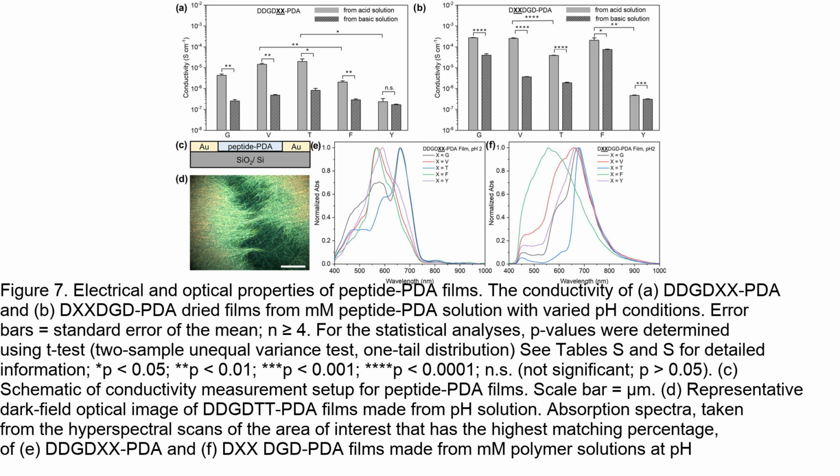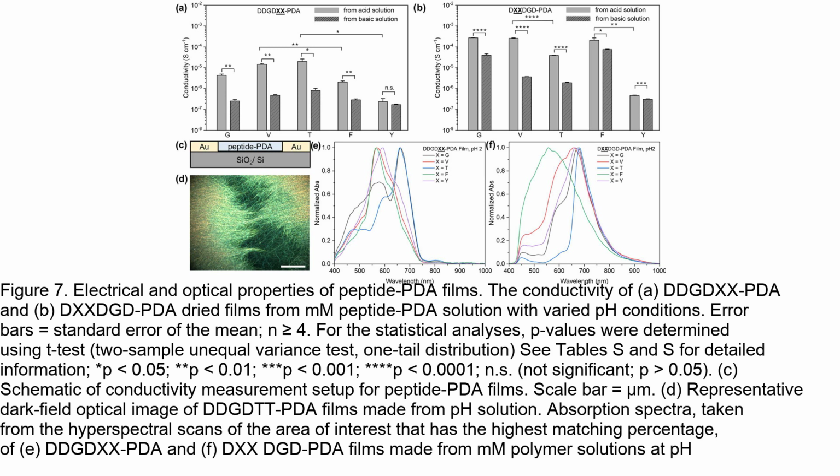Films made from peptide PDAs at pH 2 showed higher conductivity compared to films made from the same peptide PDAs at pH 10. The conductivity of the films also varied with the size and hydrophobicity of the residues in the peptide template region. Smaller peptide molecular volume and lower molecular polarity resulted in higher conductivity.